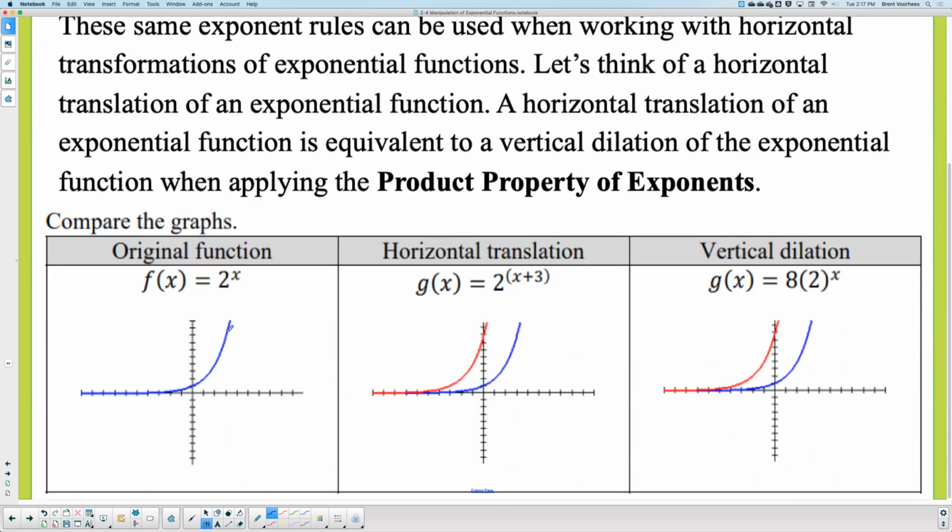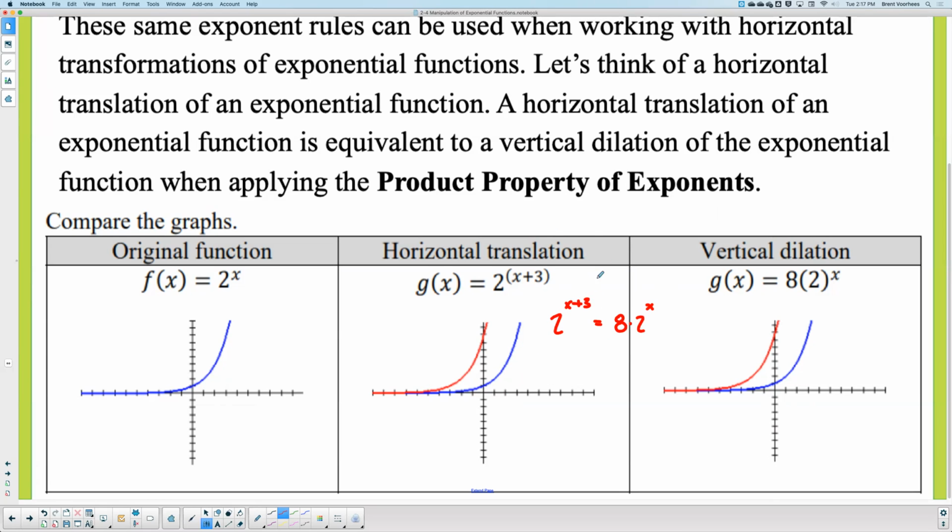You see how this is the graph of 2 to the power of x? This is the graph of 2 to the power of x plus 3. This is the graph of 8 times 2 to the power of x. I want you to compare these 2 graphs. What do you notice about the red in these 2 graphs? They're the same. What we're going to learn today is 2 to the power of x plus 3 is equal to 8 times 2 to the power of x. We're going to learn about that today.